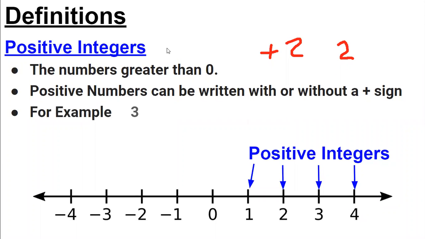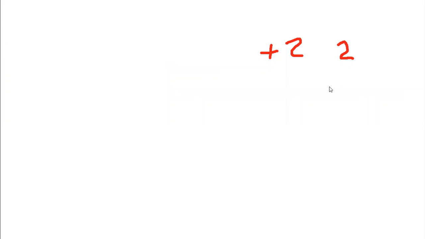So here's an example: 3, +3, 10, +10. Those are all the same number. 3 and +3 and 10 and +10 are the same number, the same integer. You can just see it written 2 different ways. Okay, let me clear my drawings here.